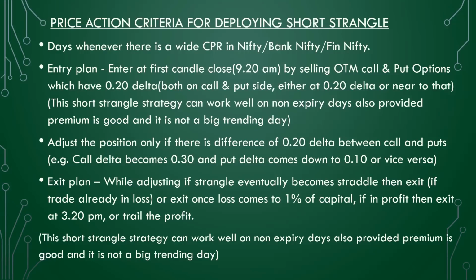Now what is the entry plan? Enter at the first candle close by selling OTM call and put options which have 0.20 delta. So that is what I said. This strategy is totally different from how we discussed in the straddle. It is purely based on delta adjustment or delta hedging. You should select both call and put which have 0.20 delta or near to that: 0.21, 0.22, 0.18, 0.19. Somewhere near 0.20 you should look for, not like 25, 26, 30 and all this.